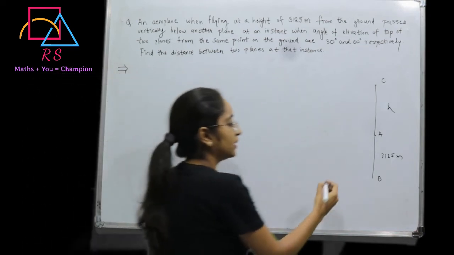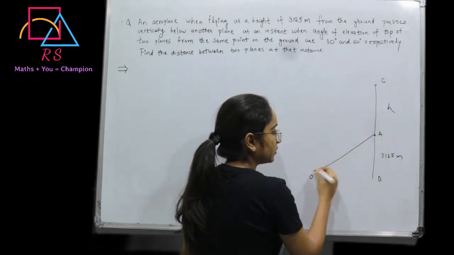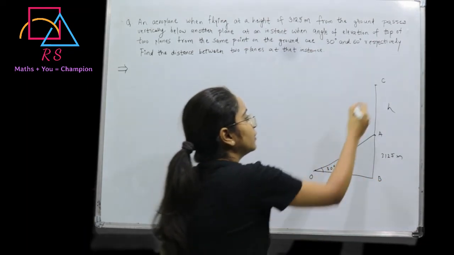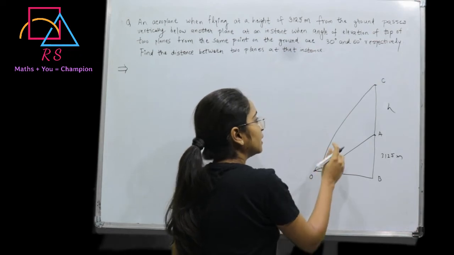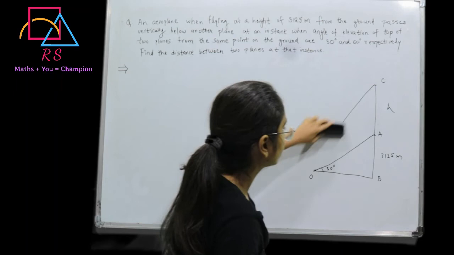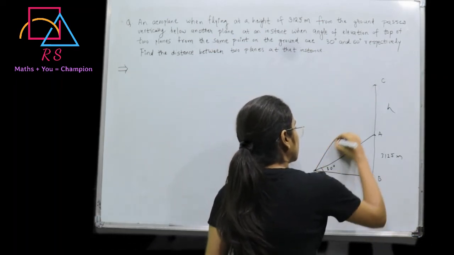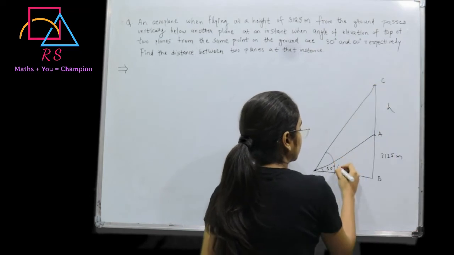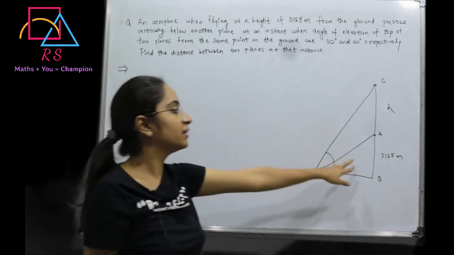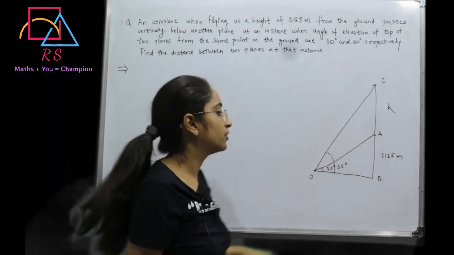The angles of elevation are 30 degree and 60 degree. Let's consider the point of the observer, which is O. Angle of elevation of the top of the first plane, I'll write 30 degree. Angle of elevation of the top of the second plane I will consider here, which is 60 degree. Find the distance between the two planes, that is H, which we have to calculate.